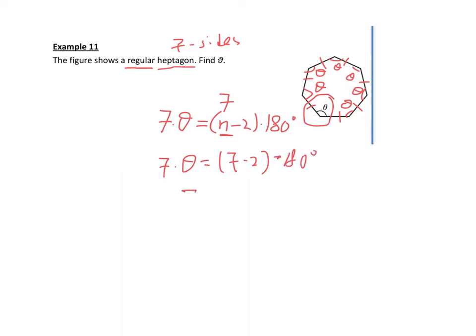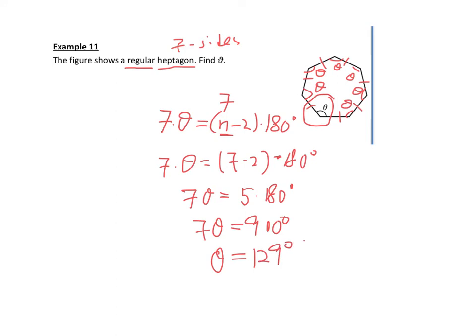So 7 theta is equal to 5 times 180 degrees. So 7 theta is equal to 900 degrees. And lastly, theta is equal to 129 degrees, which is correct to 3 significant figures. That's it.